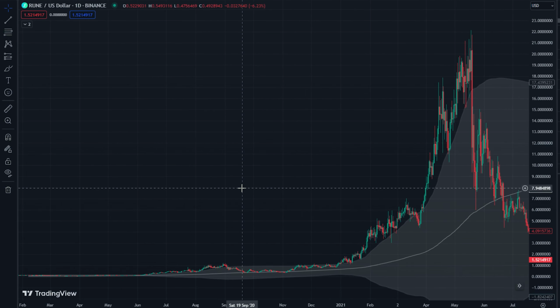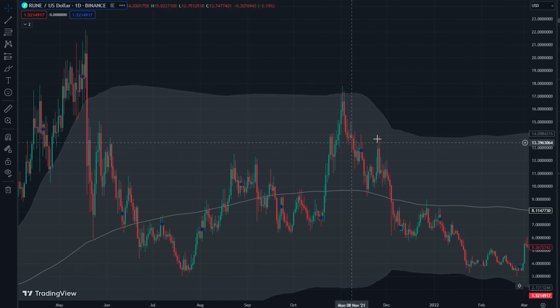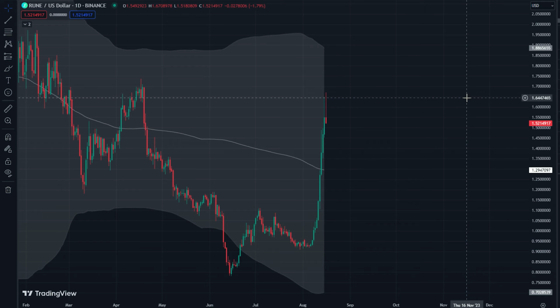In my opinion, well, not in my opinion, this can go two ways. I can see RUNE staying above this moving average now, and potentially holding above this moving average. Even if it does continue to go down, I can still see RUNE staying above it, like it did back here. We don't have much data to go on with RUNE.